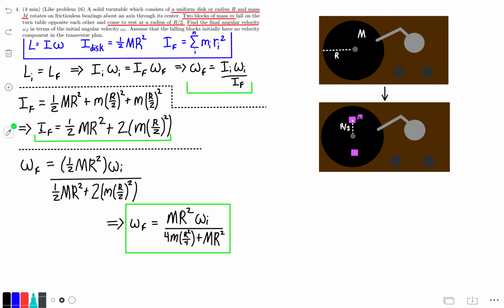So now we can just plug and chug, and plug into our equation that we solved for algebraically in the first part here. And we can plug in all of our values for each of these. Of course, we don't have the initial angular velocity, but we can plug in our initial moment of inertia and our final moment of inertia, and we are left with this equation right here. And this equation will give us the final angular velocity after these two masses fall on our record player.